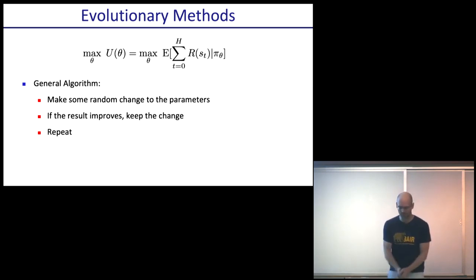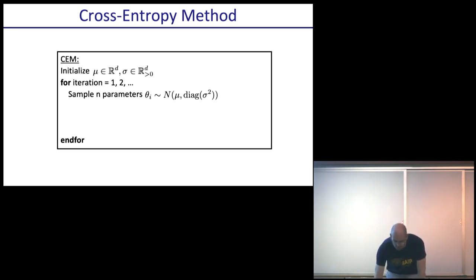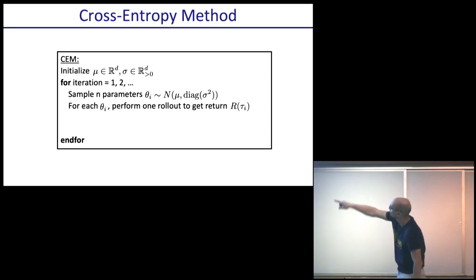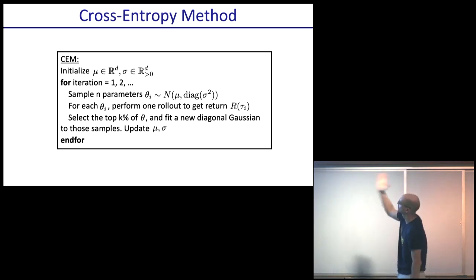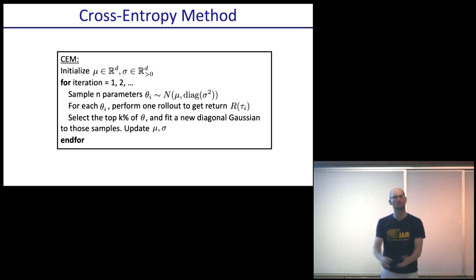Once you do that at population level, effectively you get the cross-entropy method. So the cross-entropy method says we initialize some mean and some variance for a Gaussian representing our parameter vector. Then we iterate: we sample full parameter vectors from that Gaussian. So theta i here is a full parameter vector, not just one entry in a parameter vector. We sample a parameter vector from the Gaussian. For each one of them, we then perform a rollout to get a return, which scores how good that parameter vector is. Then we can look at the top k percent, let's say the top 10% of rollouts, fit a new diagonal Gaussian to the parameter vectors corresponding to them, and repeat.